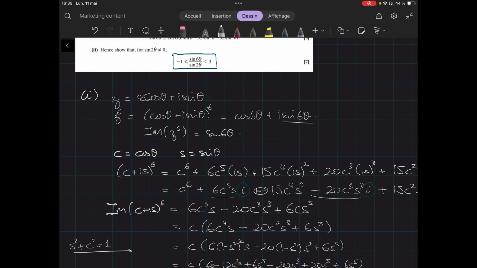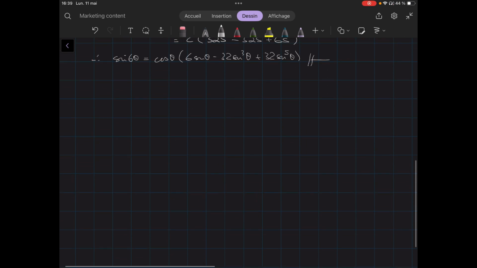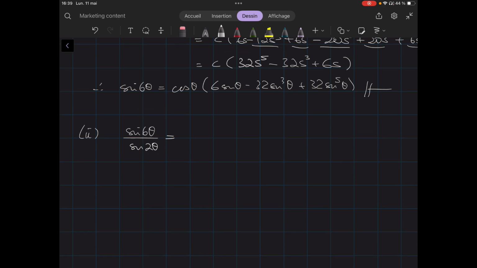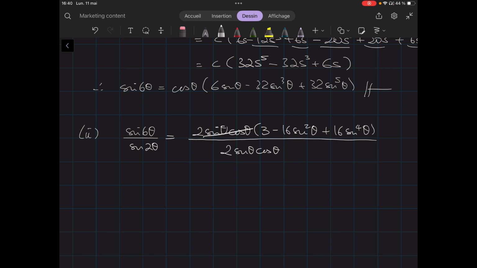So you're asked to consider sine of 6 theta divided by sine of 2 theta. So let's do that. We can factor the 2 sine theta out of the brackets because that would leave us with 3 minus 16 sine squared plus 16 sine to the 4. We're interested in doing this because sine of 2 theta is 2 sine theta cos theta. So that is very convenient. The expression becomes this.